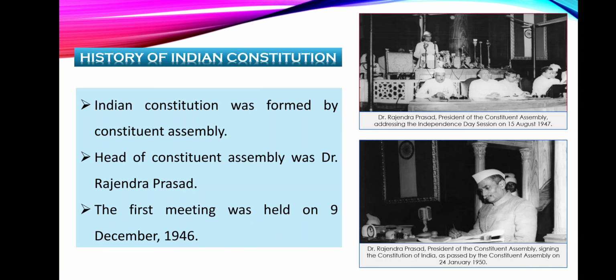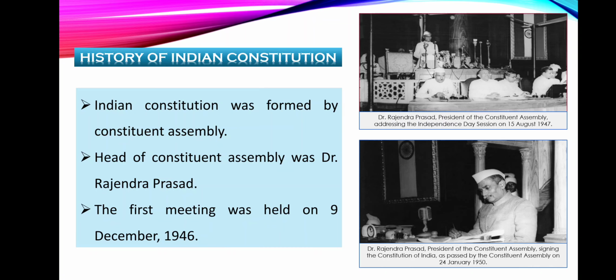The head of the Constituent Assembly was Dr. Rajendra Prasad. But you should know that before Rajendra Prasad, there was one more person who was appointed as the president of the Constituent Assembly, and he was Dr. Sachidanand Sinha. The first meeting of this Constituent Assembly was held on 9 December 1946. After that, it took 2 years, 11 months and 18 days to complete it.